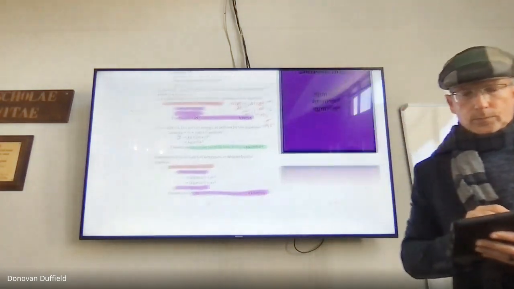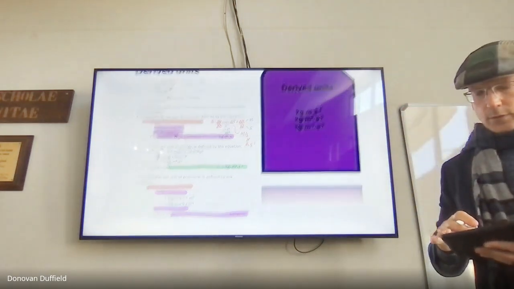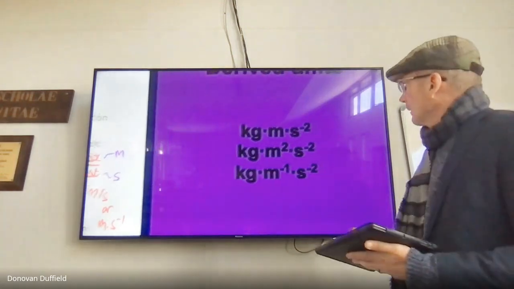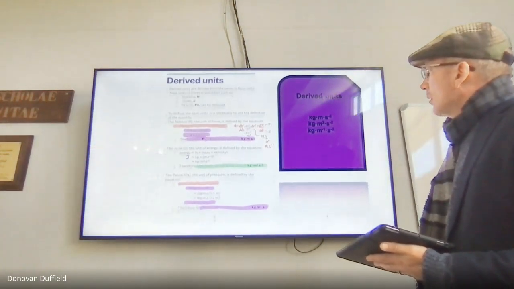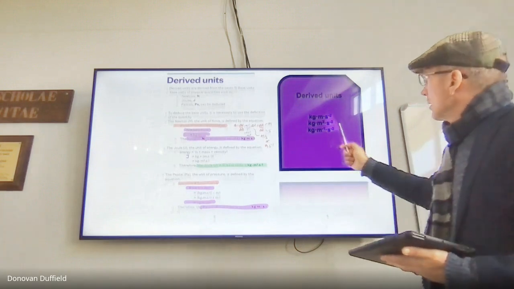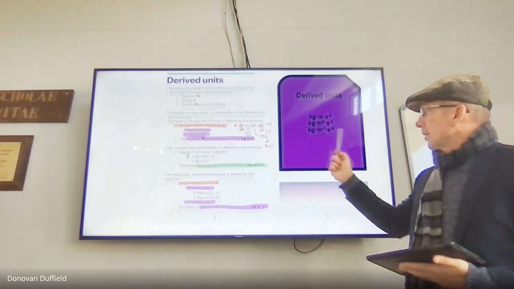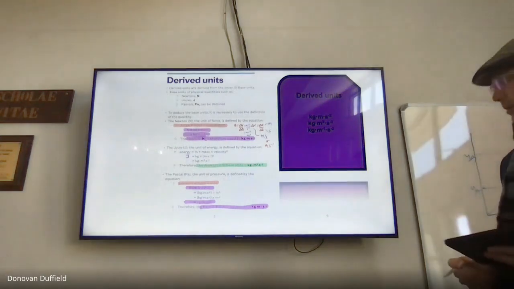Right, so derived units we've just worked with there. We can see that this is newtons, this is joules, and this is pascals.